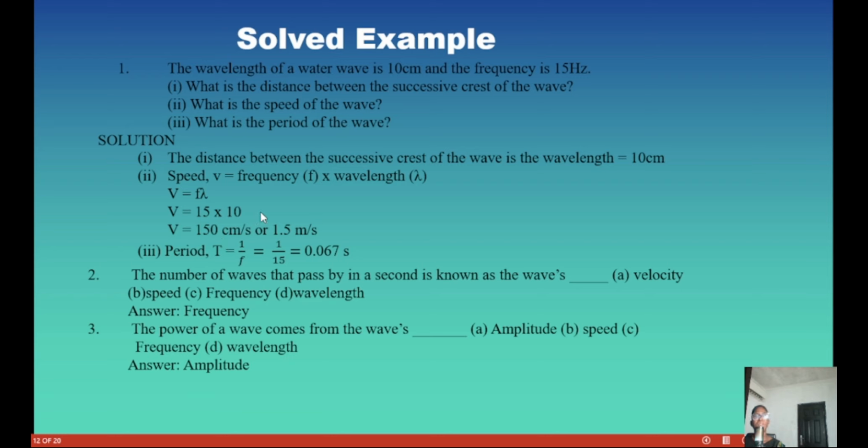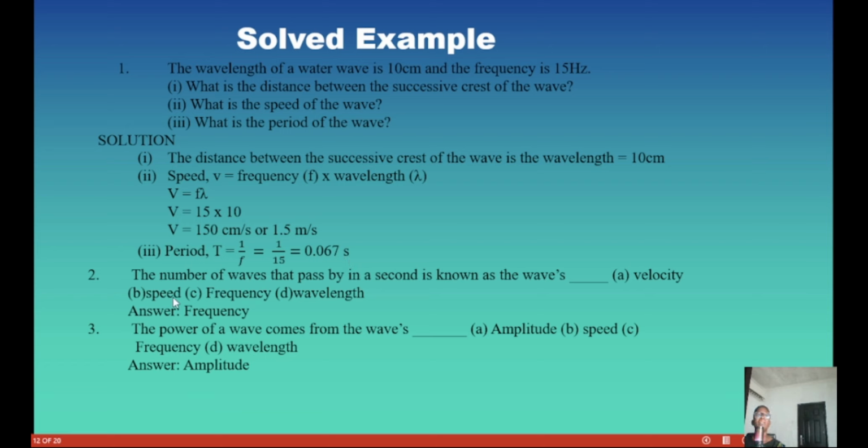Getting our V, which is the speed of the wave, is so simple. It's just 15 multiplied by 10, and that gives us 150 centimeters per second, or we convert it to the standard unit, which is meters per second. So 150 centimeters to meters is just 150 divided by 100, which gives you 1.5 meters per second. And the last question is, what is the period of the wave? So easy. We already know there's a relationship between period and frequency. We have our frequency, and now we are looking for the period. So T is just 1/15, which is equal to 0.067 seconds. As easy and simple as that.